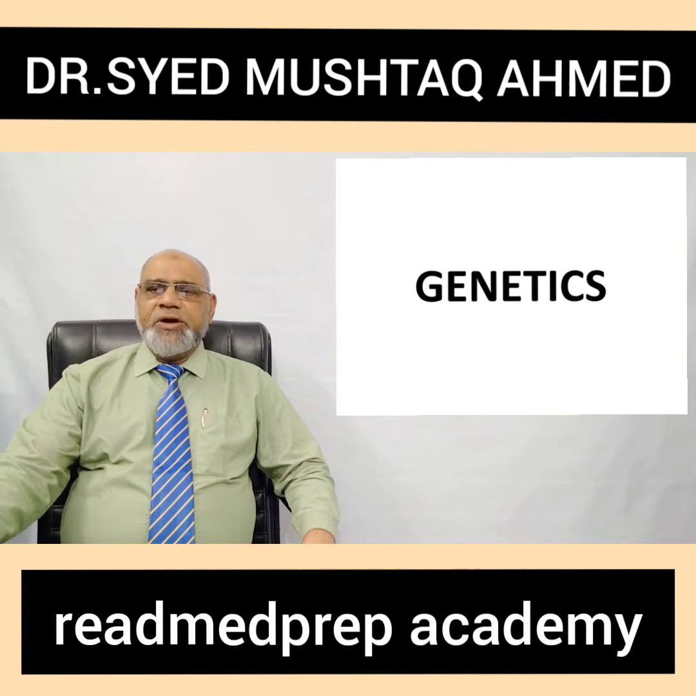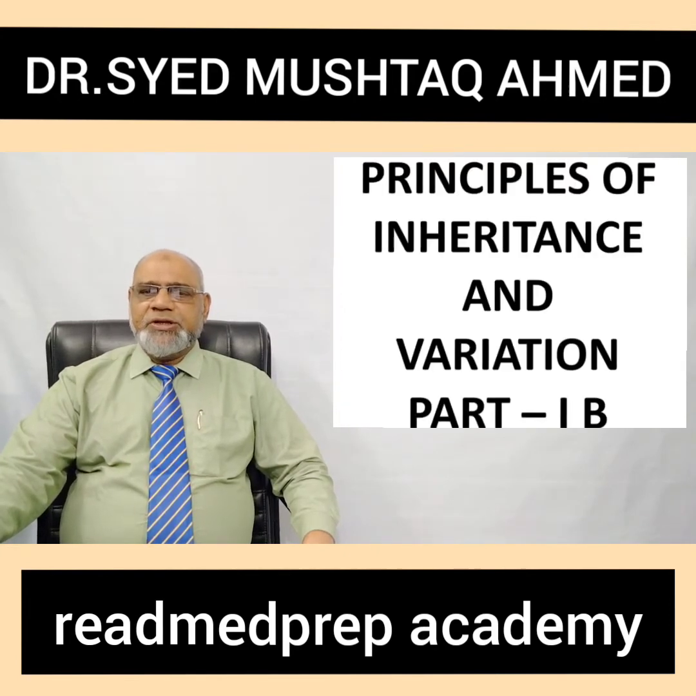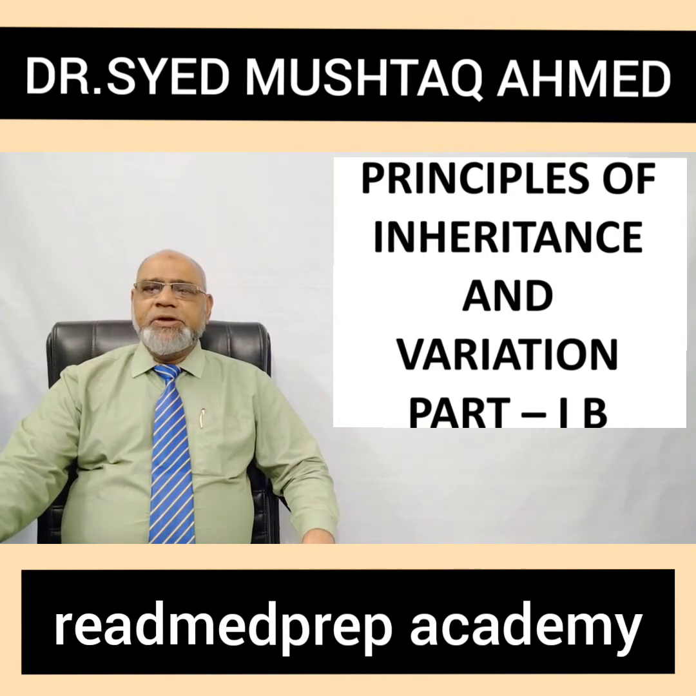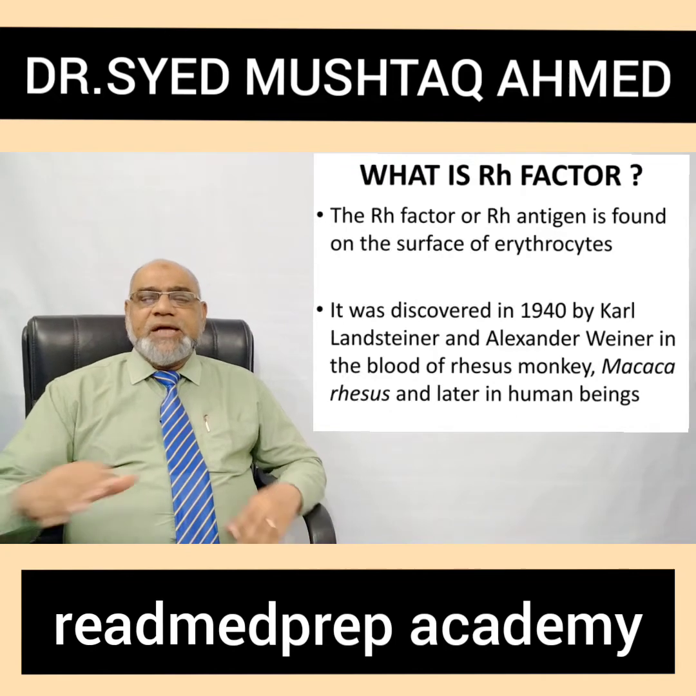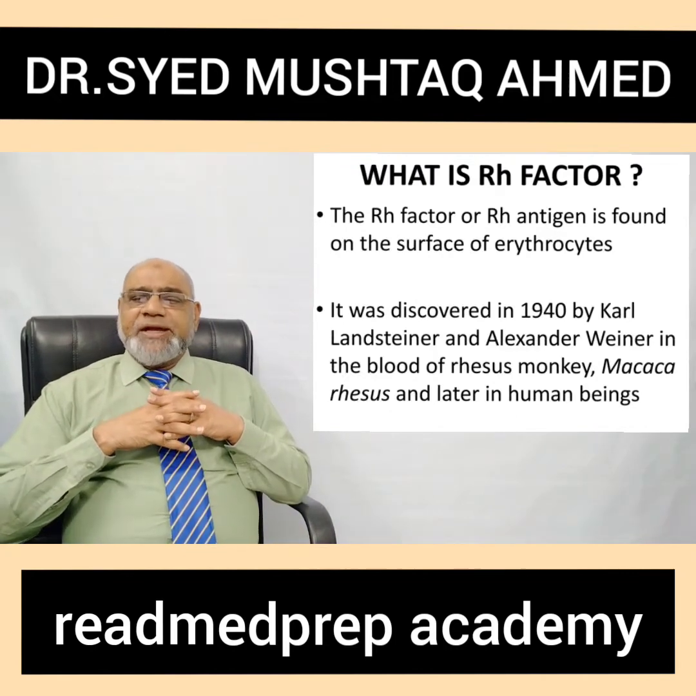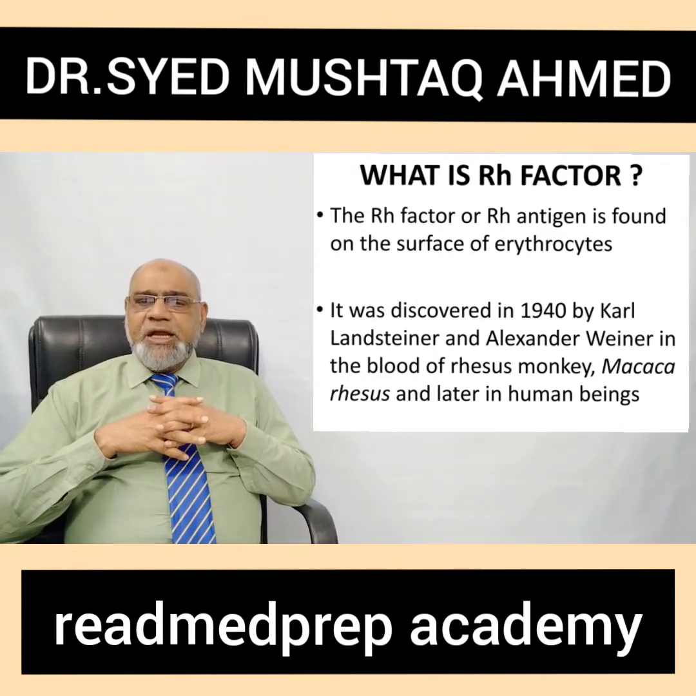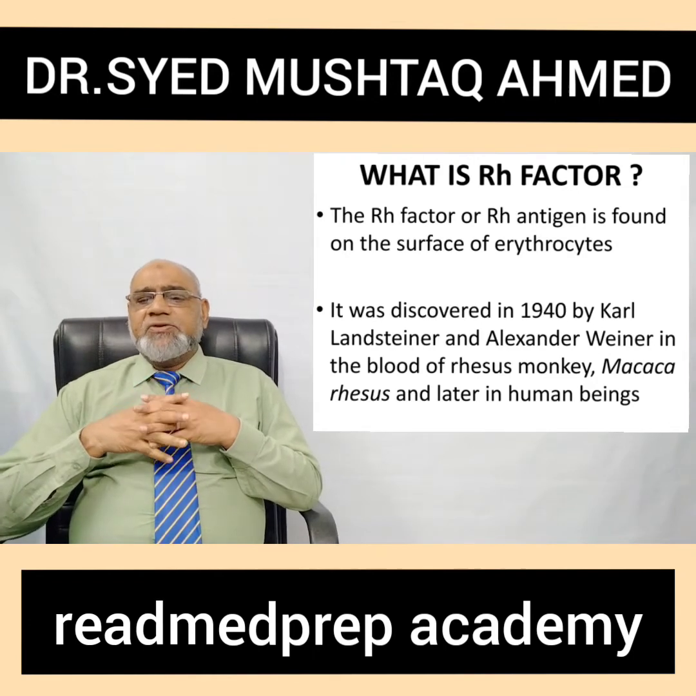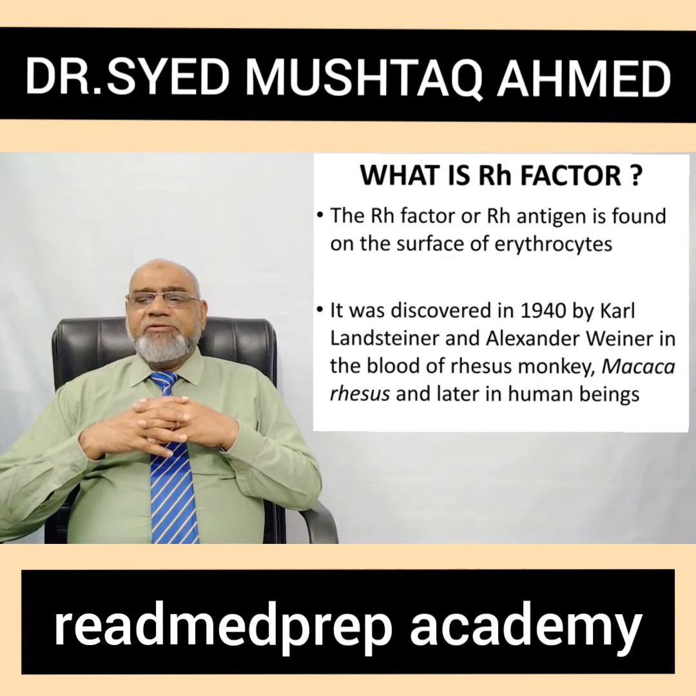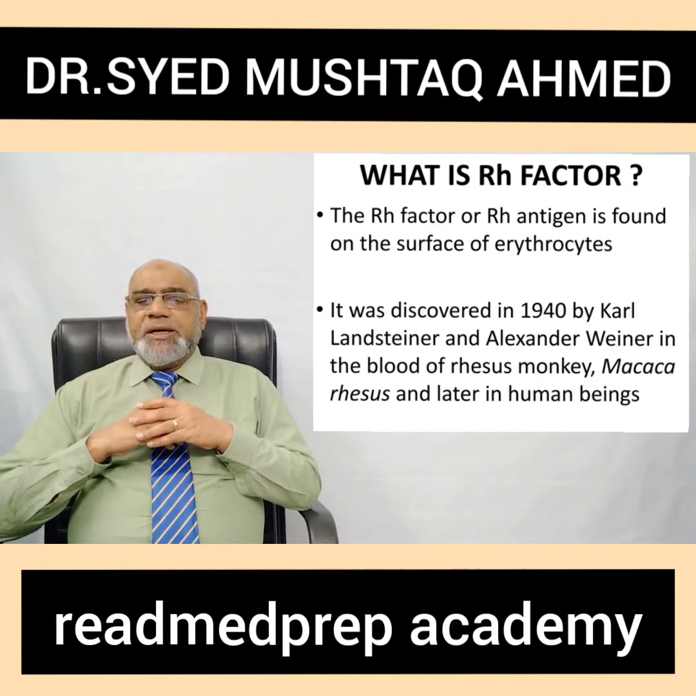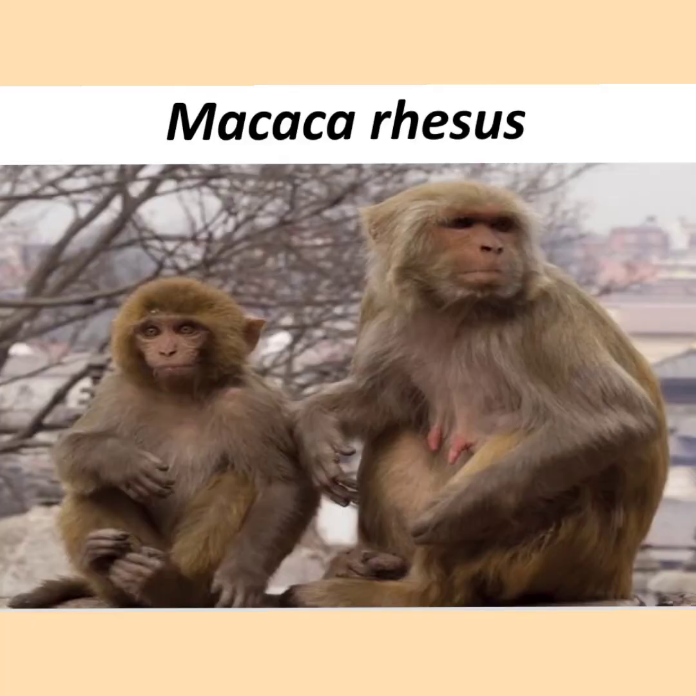Today we are going to discuss in genetics, principles of inheritance and variation, part 1. In this we are going to talk about Rh blood groups, Rh factor. What is Rh factor? Rh factor, or Rh antigen, is found on the surface of erythrocytes. It was discovered in 1940 by Karl Landsteiner and Alexander Wiener in the blood of the rhesus monkey, Macaca rhesus, and later in human beings.